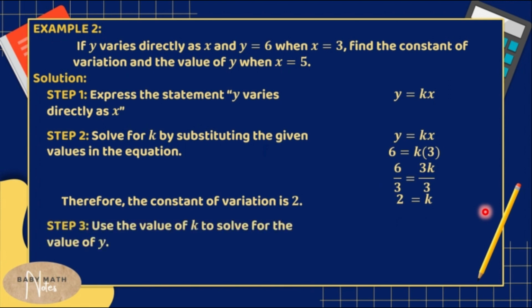Now, step number 3, use the value of k to solve for the value of y. Since meron pa ditong isang tinanong na the value of y. So, we are going to find the value of y when x is equal to 5. Madali na yan masagutan kapag alam natin ang constant of variation. So, yung nakuha natin na value ng k, isa-substitute lang natin yan sa ating mathematical equation. And then, isa-substitute na rin natin yung 5 kasi tinatanong niya kung ano daw yung value ng y kapag ang x mo ay 5. So, ayan, substitution lang. Therefore, our y is equal to 10.